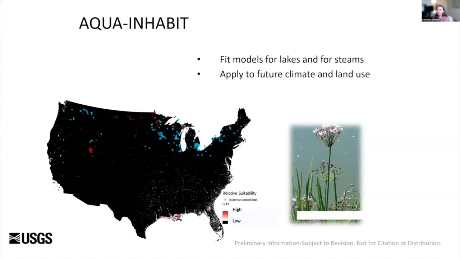And so here's just one example map. These are currently being generated right now, but this is a model fit for one species for lakes. And again, we're fitting models for lakes and streams separately because the predictors and what's important in those environments are different. And then at least for the species for the Northeast, we're also applying those models to future climate and land use to get an idea of species that might be shifting their distribution in the Northeast region.